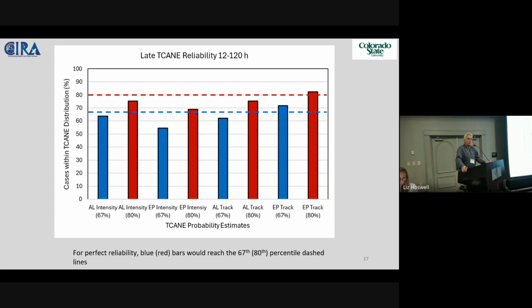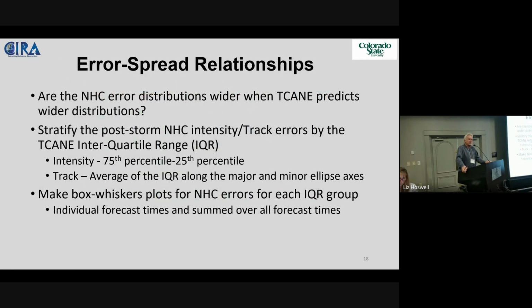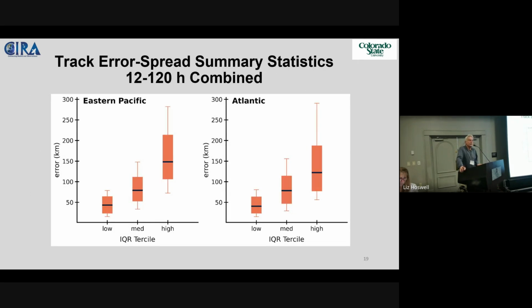Oh yeah, there should be one more. Oh, there it is. The error spread relationship, this is just looking at if when the distribution is wide, the errors were big, and if the distribution is narrow, the errors should be small. Next slide. And so that turned out to be very true for track. You just divide the interquartile range into low, medium, and high, and then compare that to the distributions. It's a pretty monotonic relationship.